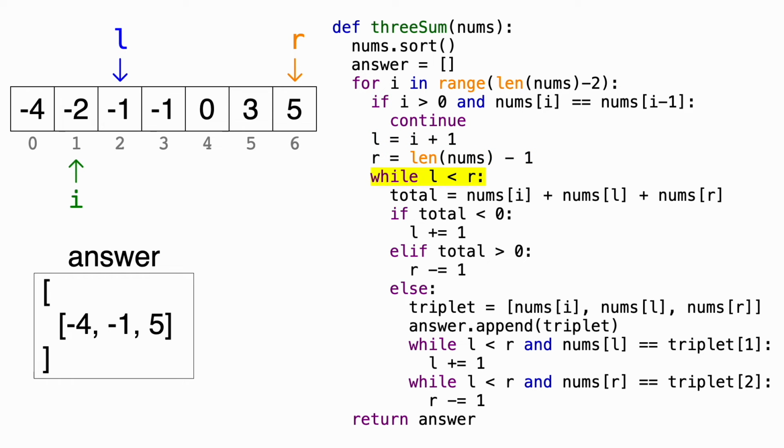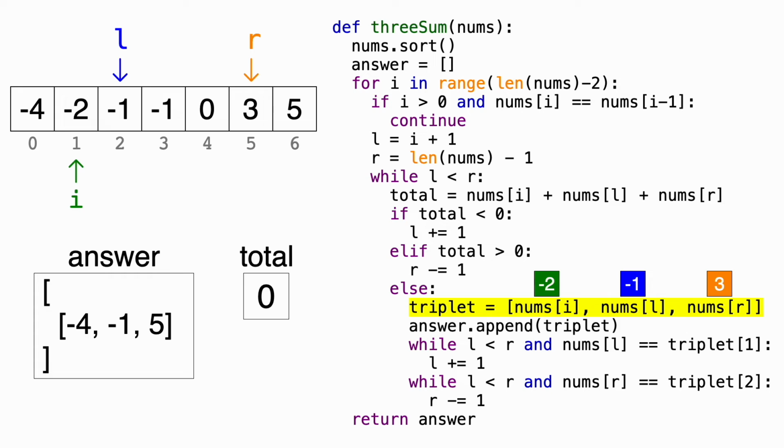The total is -2 plus -1 plus 5, which is 2. This time, the total is greater than 0, so by the same logic as last time, since we need to make the total smaller, the only thing we can do is decrement the right pointer. Next, the total is -2 plus -1 plus 3, which is 0, so we found another solution. Let's create the triplet array again and append it to our answer. Then we're going to move the pointers inwards again.